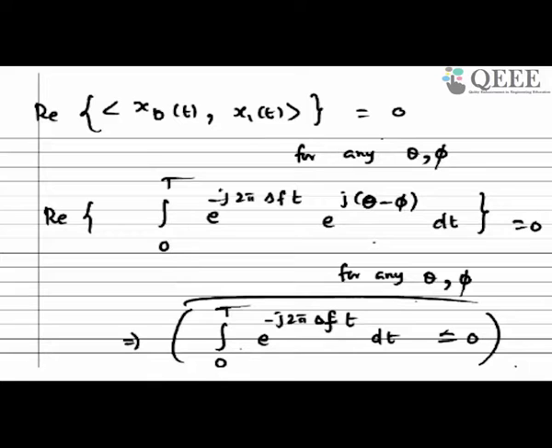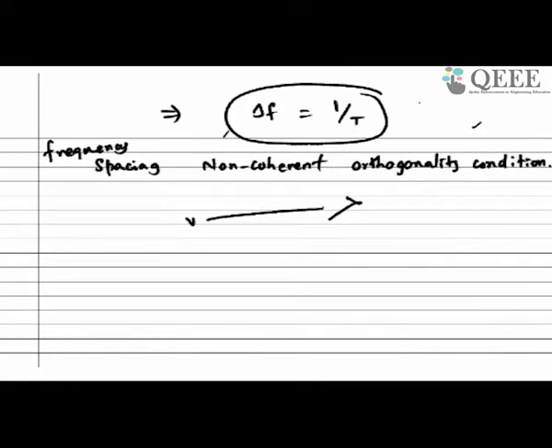Now you can go through the derivation, which is similar to what we had before. The only thing is, we will finally end up with the answer saying that the spacing should be 1 by T. So instead of 1 by 2T, now the spacing should be 1 by T. This is called the non-coherent orthogonality condition. When all the cosine waveforms have identical phase, the separation between them should be 1 by 2T for them to be orthogonal. When the cosine waveforms may have different phases, the frequency separation should be 1 by T for them to be orthogonal to each other. So this is called the non-coherent orthogonality condition.